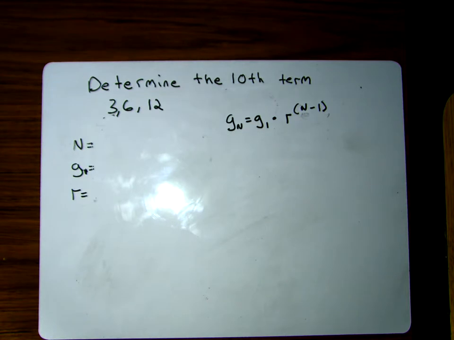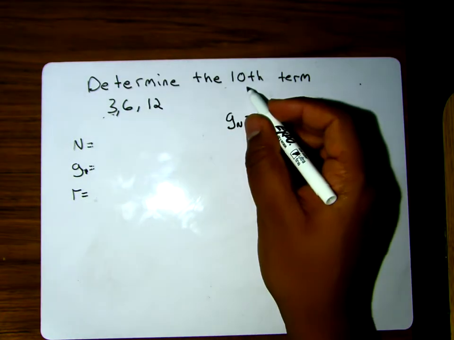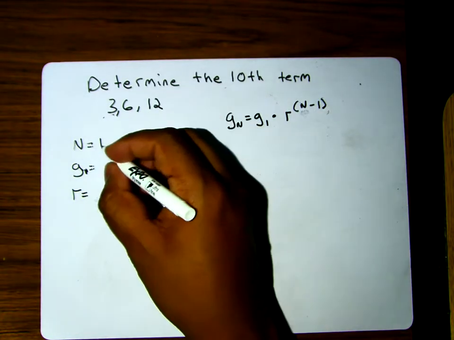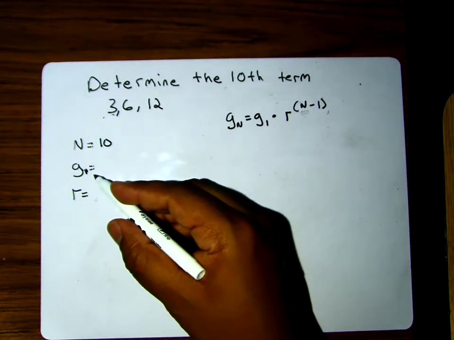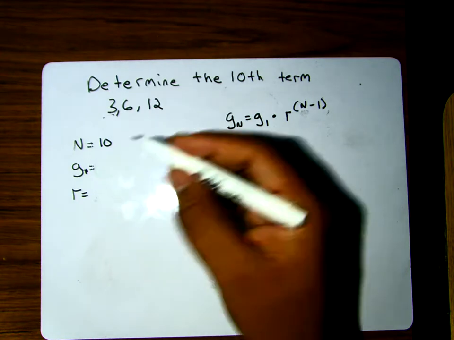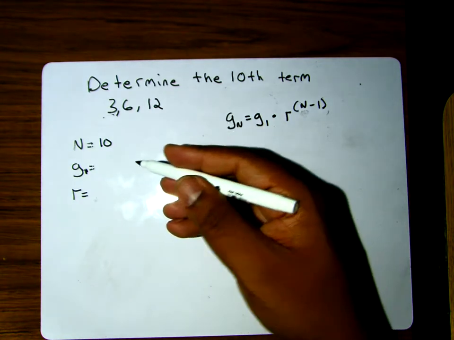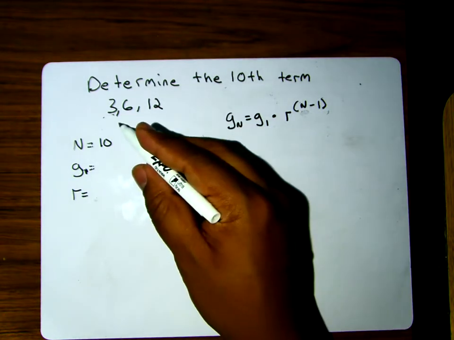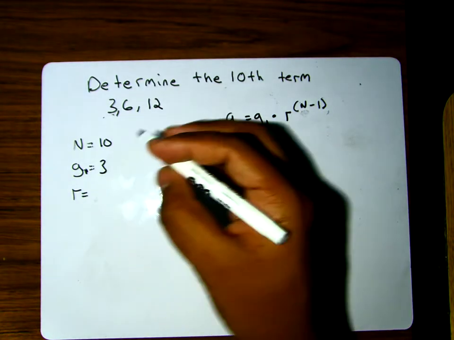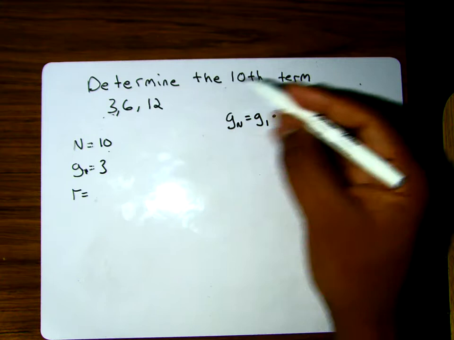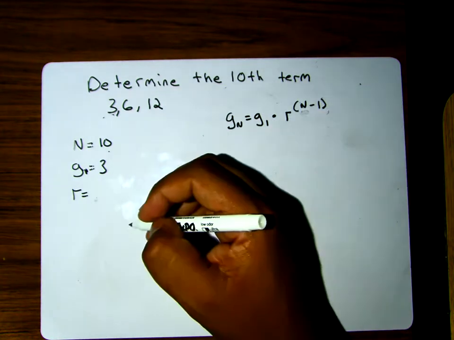All right, so step 1, plug in our parts here. So we've got 10. We're going to plug that in here. We've got G sub 1. Now that's going to be similar to the arithmetic sequence. It's your first term. So that's going to be 3. And again, n is your 10th term here.